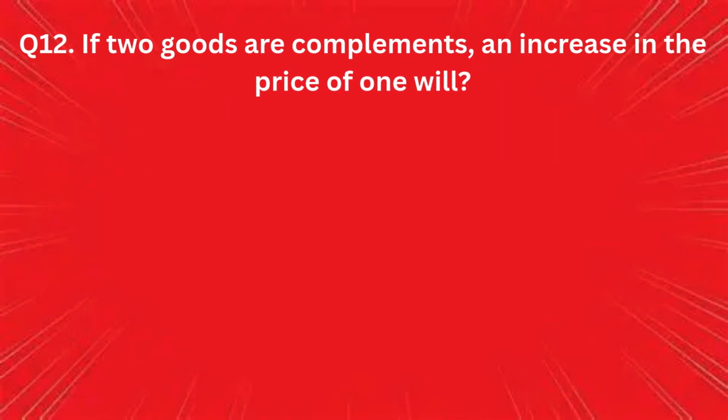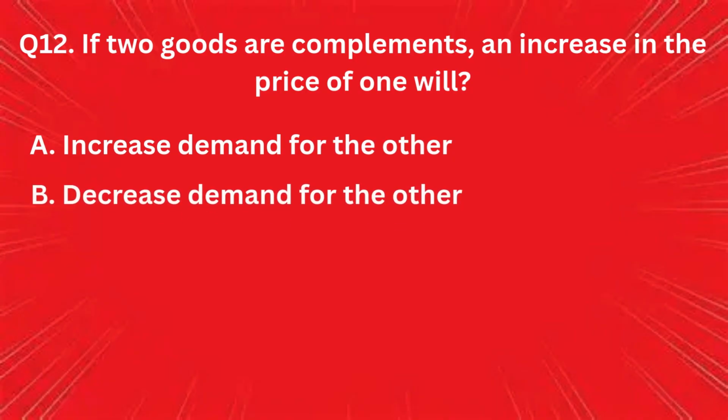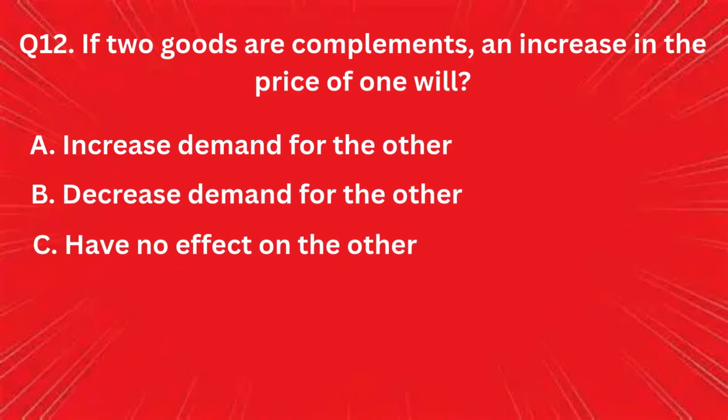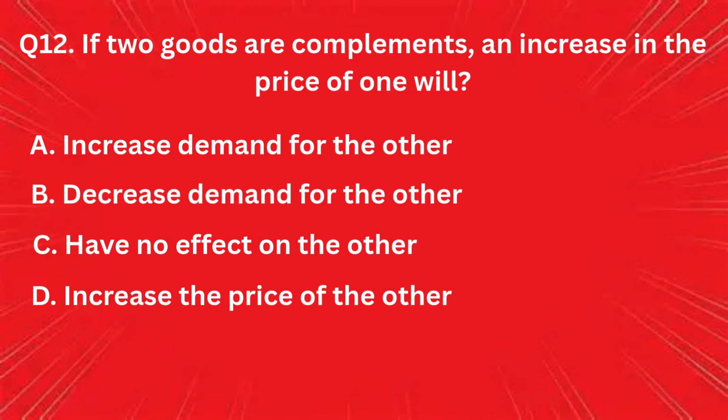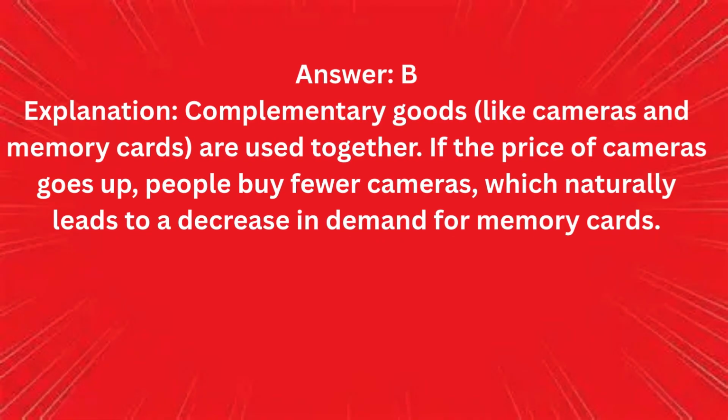12. If two goods are complements, an increase in the price of one will: A. Increase demand for the other. B. Decrease demand for the other. C. Have no effect on the other. D. Increase the price of the other. Answer, B. Explanation: complementary goods, like cameras and memory cards, are used together. If the price of cameras goes up, people buy fewer cameras, which naturally leads to a decrease in demand for memory cards.